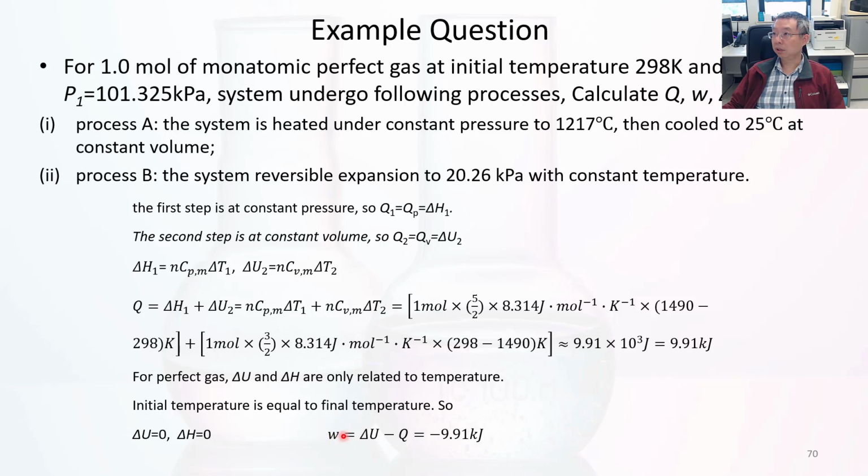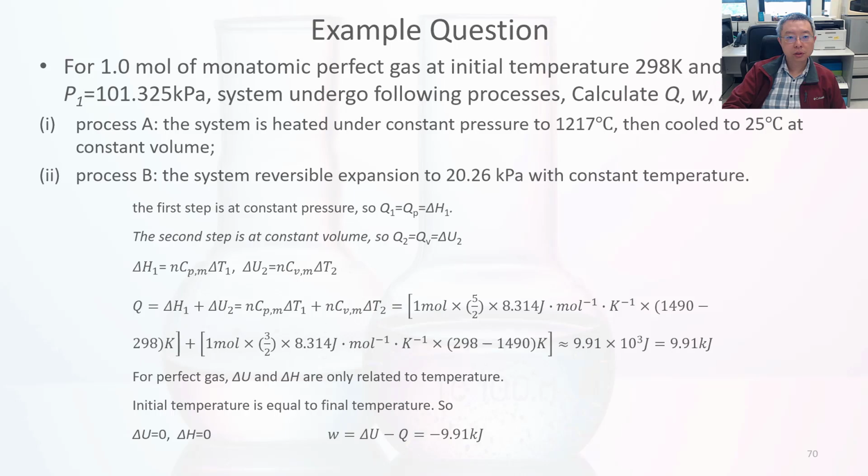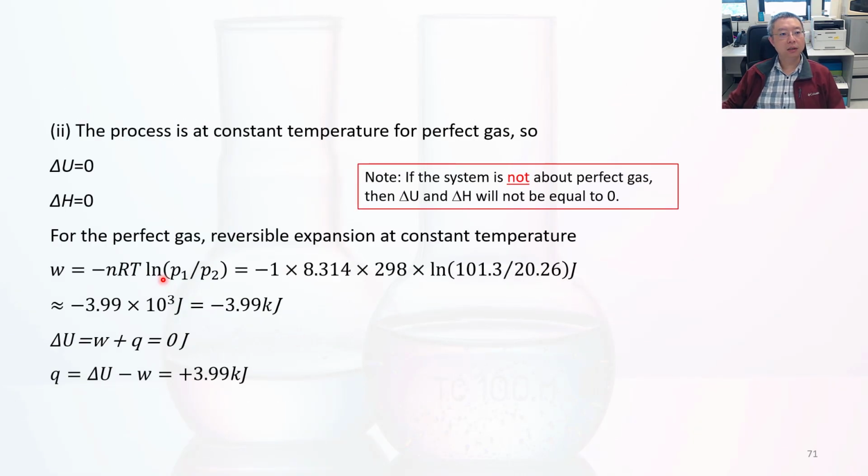The work W is equal to delta U minus Q, which is equal to this much. So it's just an easier way. You can follow that, or you can calculate all the Q and all the W's and add them together, and you're getting the same result. The second process, reversible expansion: because the temperature is isothermal, so it's constant, delta U and delta H are all equal to 0.